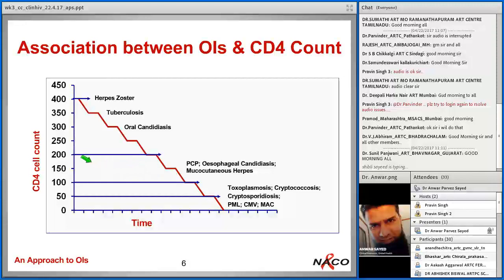Now, like I mentioned, the seriousness of the presentation of these OIs will depend on the CD4 count. If the CD4 count is very low, there will be a disseminated kind of infection, and if the CD4 count is good, then the OI which happens, for example even tuberculosis, will have a typical presentation. Now, herpes zoster, if it happens when CD4 count is less than 200, it may have multidermatomal involvement, like a stage 3 kind of illness.